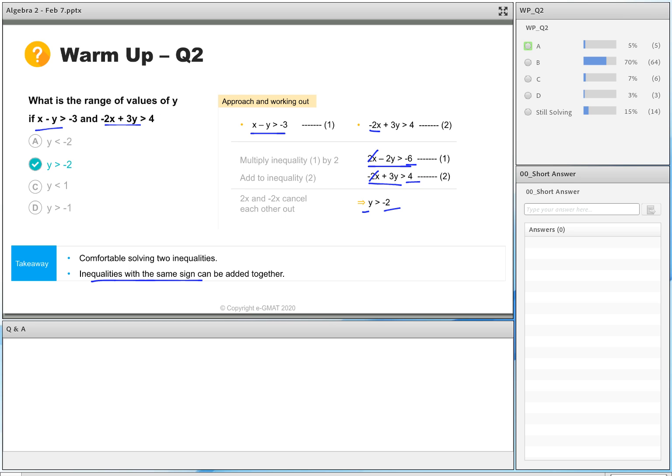If you have two inequalities, let's say with the greater than sign, both of them can be added together. If we have two inequalities with the less than sign, again, both of them can be added together. But if one is a greater than and the other has a less than sign, then I cannot add the two inequalities. A very, very important thing to solve this question.